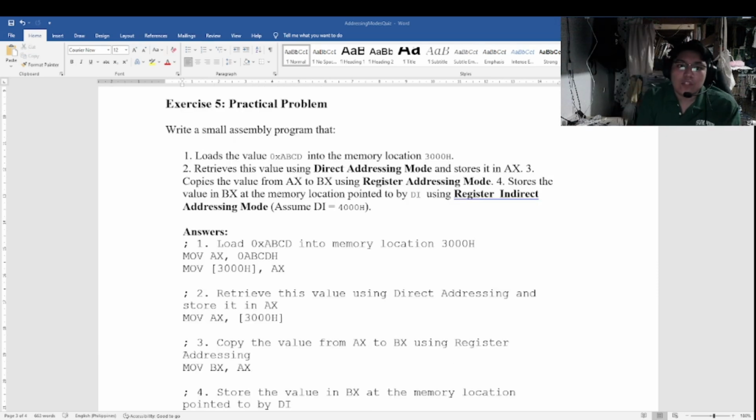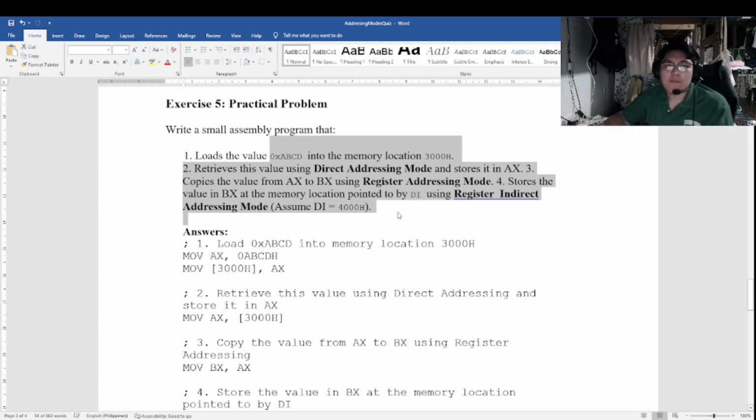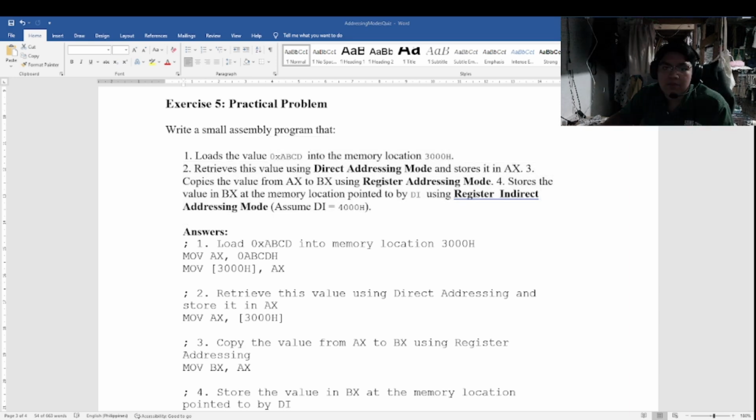Now moving on to the last part of the assessment, which is the practical problem where I have to write an assembly program that loads the value 0xABCD into the memory location 3000H. Then I have to retrieve this value using direct addressing mode and store it in AX, then copy the value from AX to BX using register addressing mode, then store the value in BX at the memory location pointed to by DI using register indirect addressing mode.